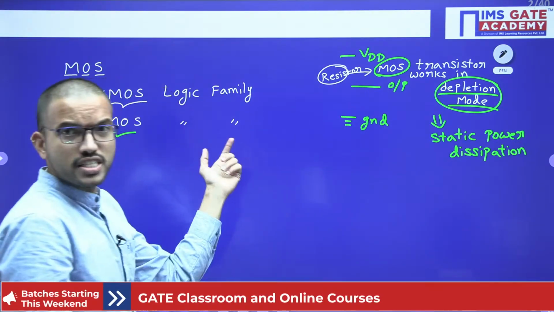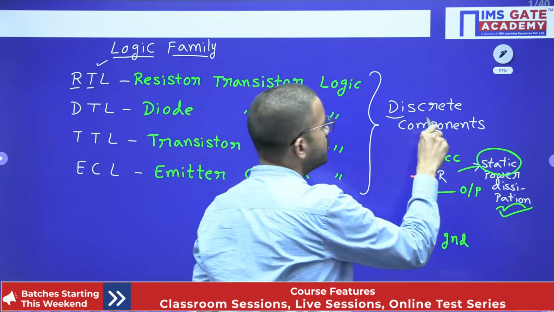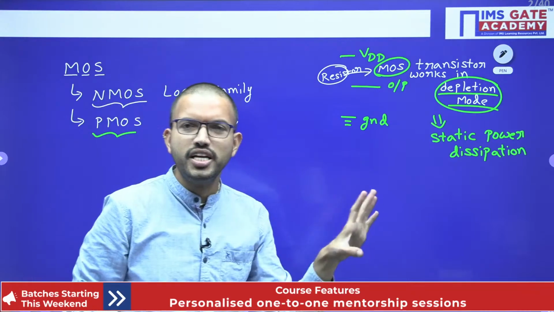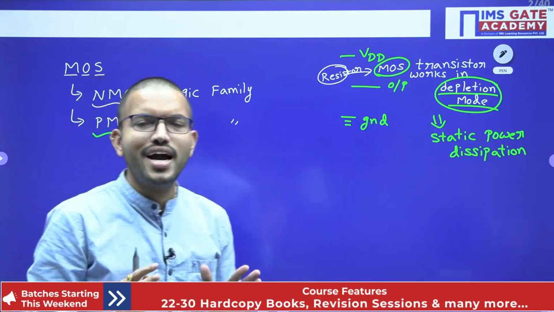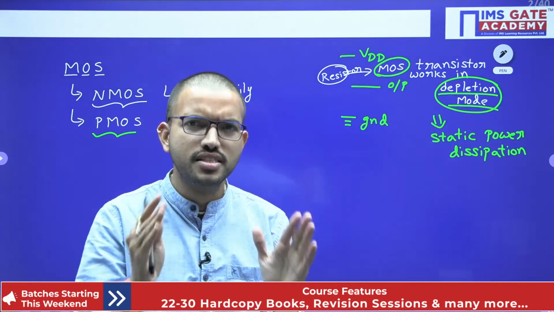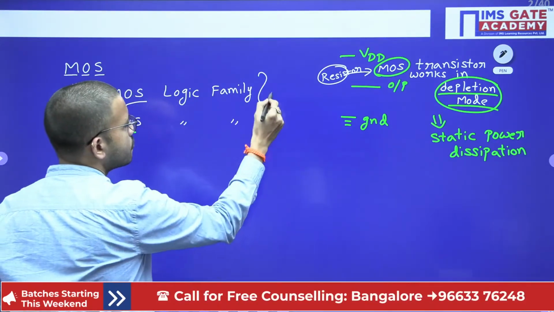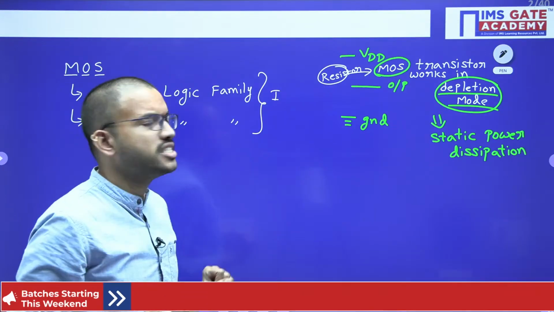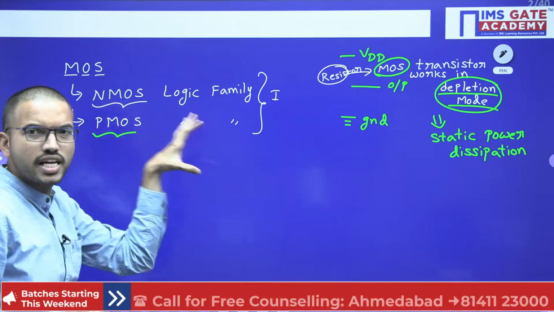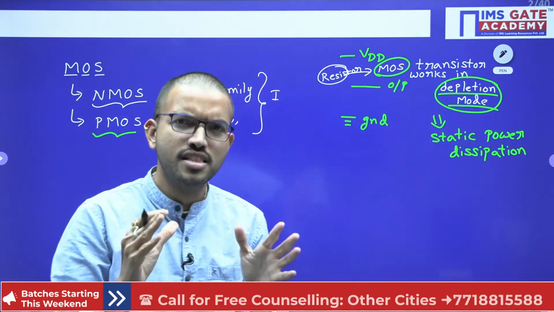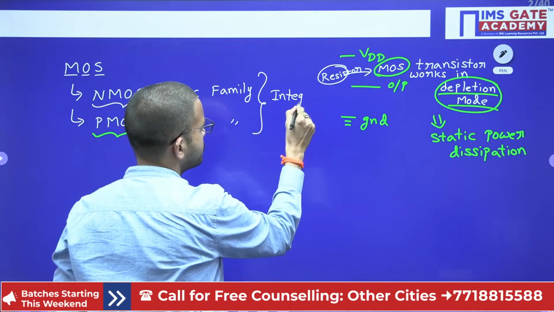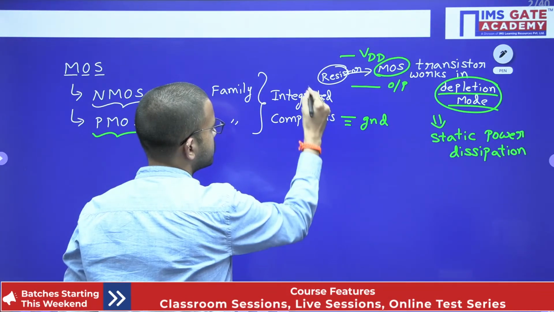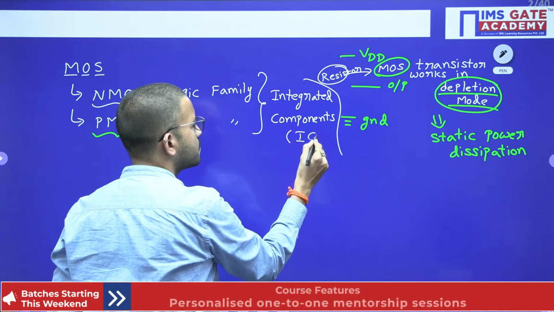But when compared to the previous one, in the previous case we are having discrete components. Whereas with the help of MOS logic, either NMOS transistors or PMOS transistors, we can fabricate on the chip in integrated form, right? On a single IC, integrated circuit, you are integrating the circuits on the same chip. In the previous case it is discrete components on the breadboard, whereas here all the electronic components we are fabricating or integrating on the same chip. So here we are using integrated components.